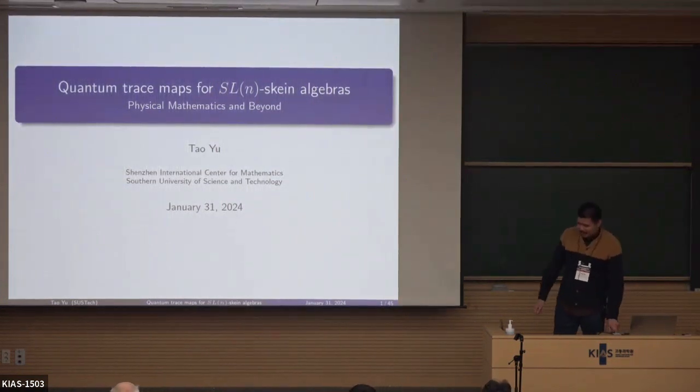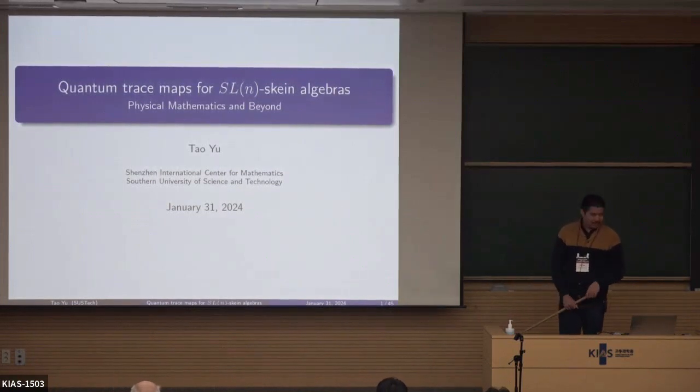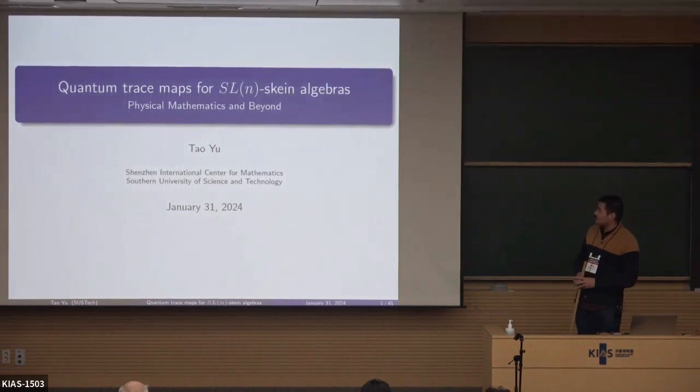Okay, thanks for the introduction, and thank the organizers for inviting me. As the title says, we're looking at quantum trace maps for SLN skein algebras. This will be a continuation of yesterday's talk by Dan. He set up a lot of the materials for this talk, so I will be briefly reviewing some of the definitions, not spending too long on those, and we'll move on to quantum trace maps.